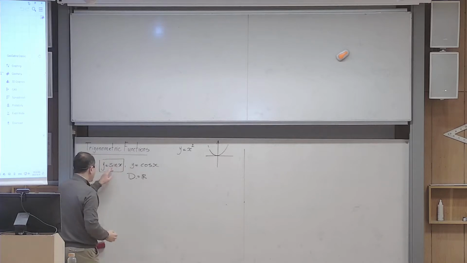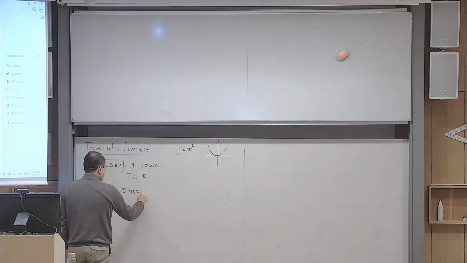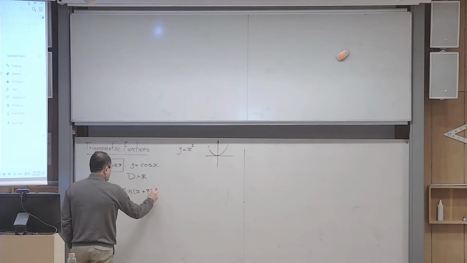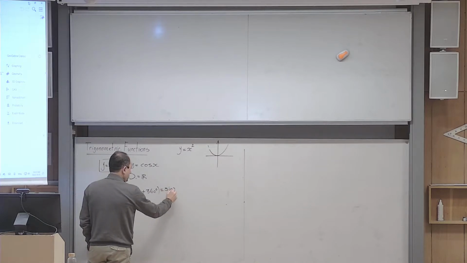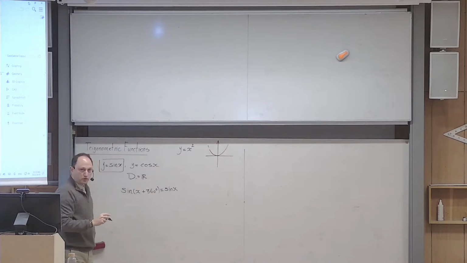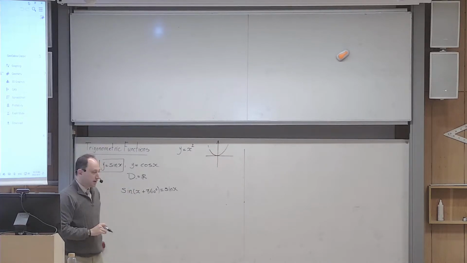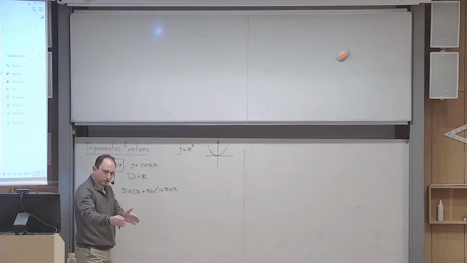So for example, if I ask you, what is the value of sine x plus 360 degrees more? The answer is the same as sine x. Yes? Because if I add 360 degrees to this x, I will return back to the same point, so the value of sine remains the same. So this is called the period of the sine function. What does it mean? It means that at each interval whose length is 360 degrees, the function starts repeating itself.